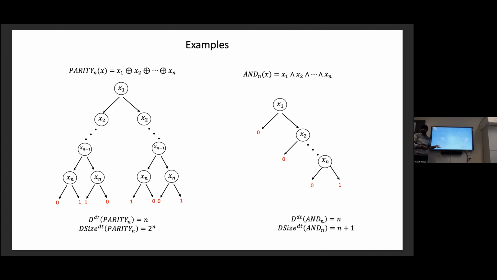depth is n and the size is 2 to the n, and you can argue that in case of parity, nothing clever could be done, because even if one bit has not been queried, you are not sure about the function. On the right, you have the decision tree for AND, which we've already seen. And again, for the AND function also, one can see that the depth complexity is n, and size complexity is just n plus 1. Yeah. So depth and size can vary a lot. Not very surprising.